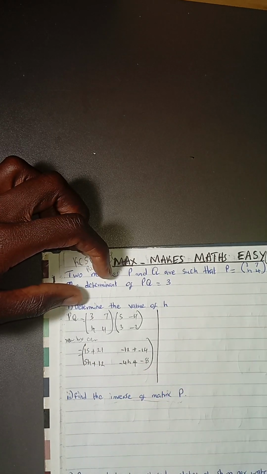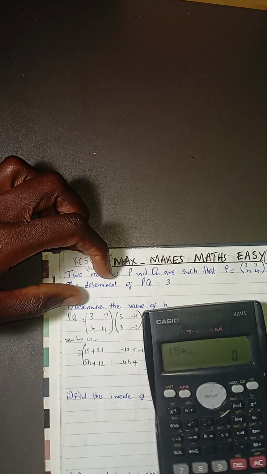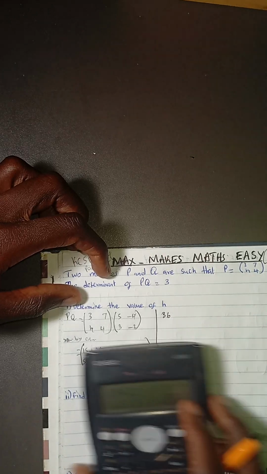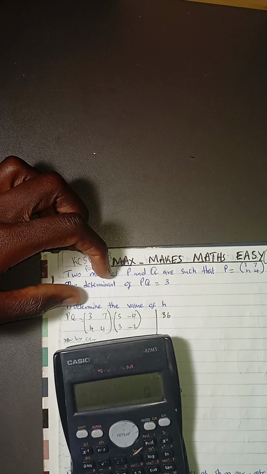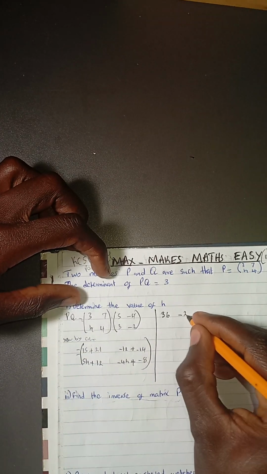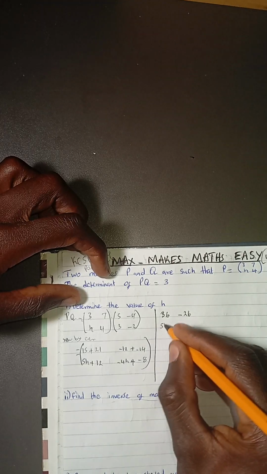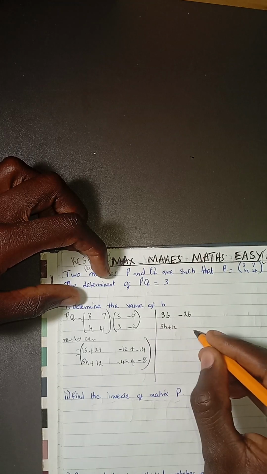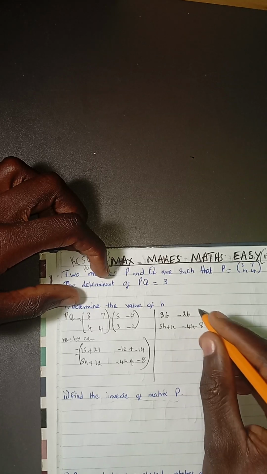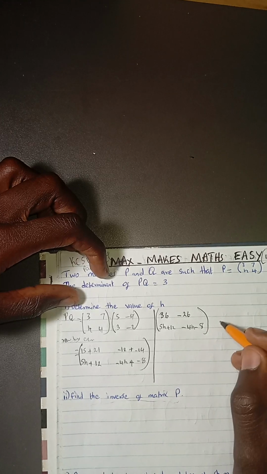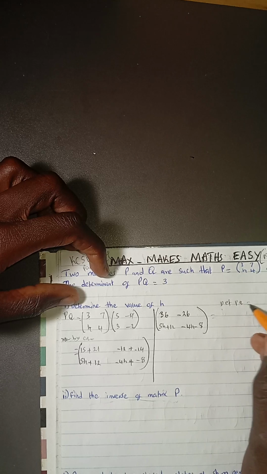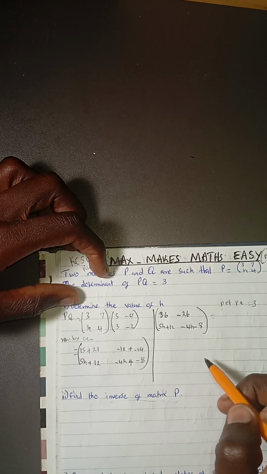So this is the matrix PQ. PQ is 15 plus 21, that is 36, then -12 plus -14, that is -26. Then here, because they are not like terms, it will be 5h plus 12, and -4h minus 8. So then we are told the determinant of this matrix PQ is equal to 3. So how do we find the determinant?